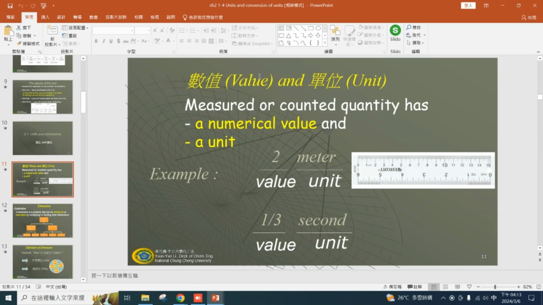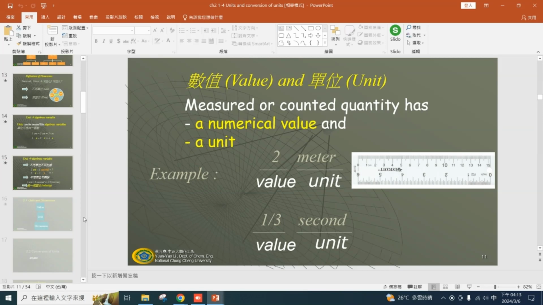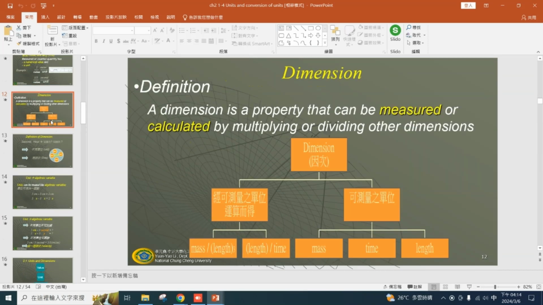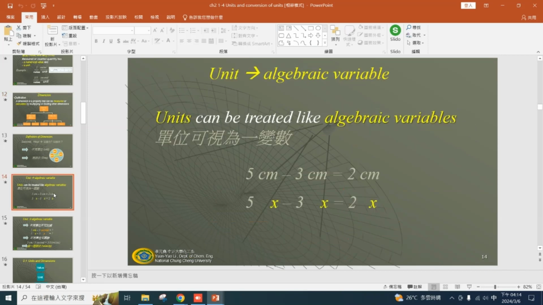So what's the difference between centimeter, meter, or kilometer? They belong to the same dimension, but they have different units. Unit A, unit B, and unit C. For example, centimeter, millimeter, or kilometer all belong to the same dimension. There are two types of dimensions: one that you can measure, and one that can be calculated. So these are the two types of dimensions. That's what we learned.